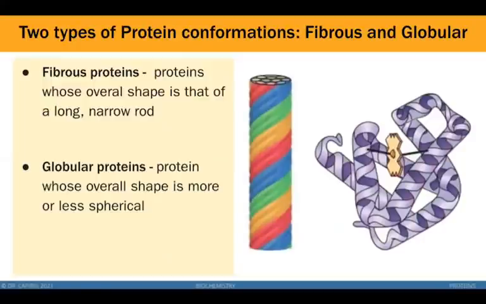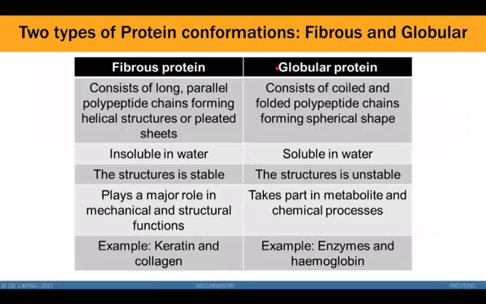So we have two types of protein conformation. We have fibrous and globular proteins. Fibrous proteins are proteins whose overall shape is that of a long, narrow rod, just like that of collagen. Globular proteins are proteins whose overall shape is more or less spherical. So like this one, this is a structure of myoglobin. It's more spherical compared to a narrow, long, rod-shaped fibrous protein. So these are the differences between fibrous protein and globular protein.